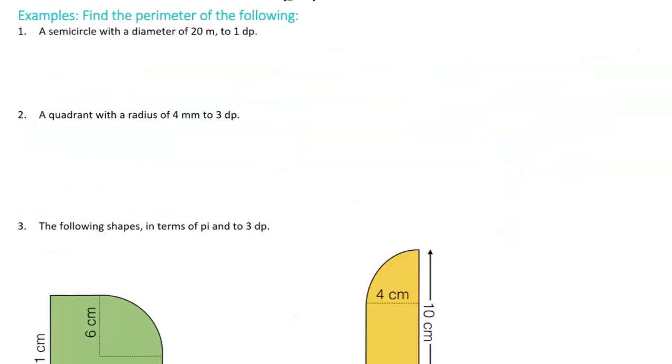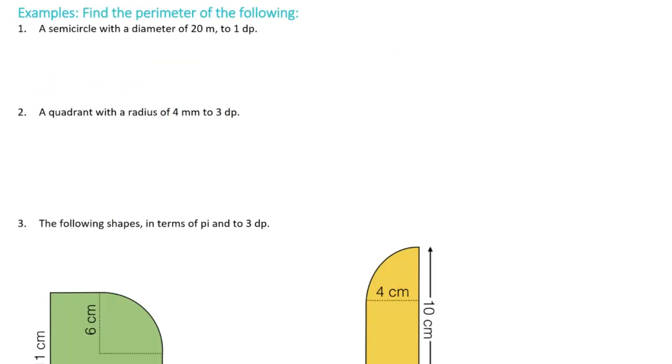Okay, so let's find the perimeter of some of the following. We've got a semicircle with a diameter of 20 meters, and we want to find it to 1 decimal place. What you can do is you can carefully sketch a semicircle here. We're told that the diameter is 20 meters, and we want to find the perimeter. So because we're not just doing a circumference, we're going to start our working out with P equals.